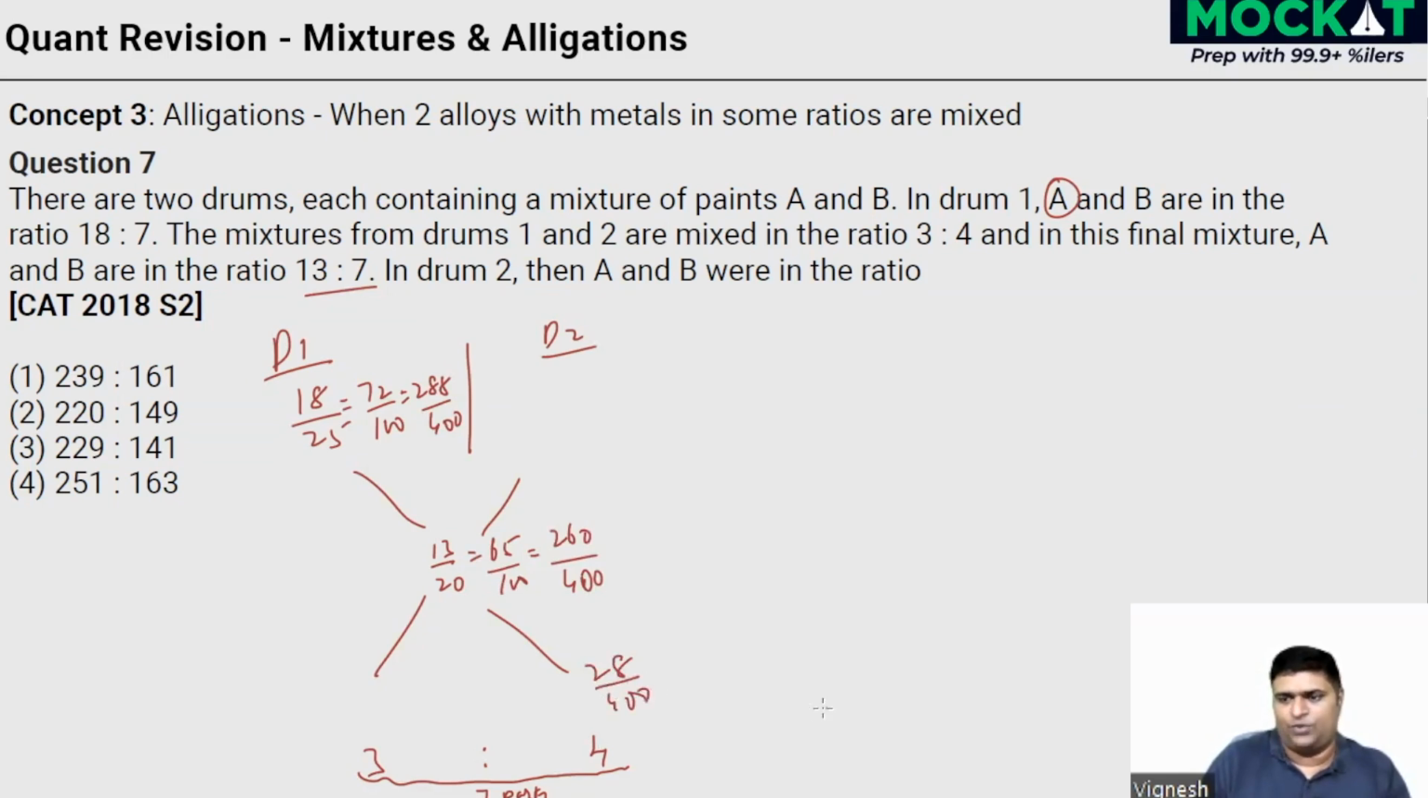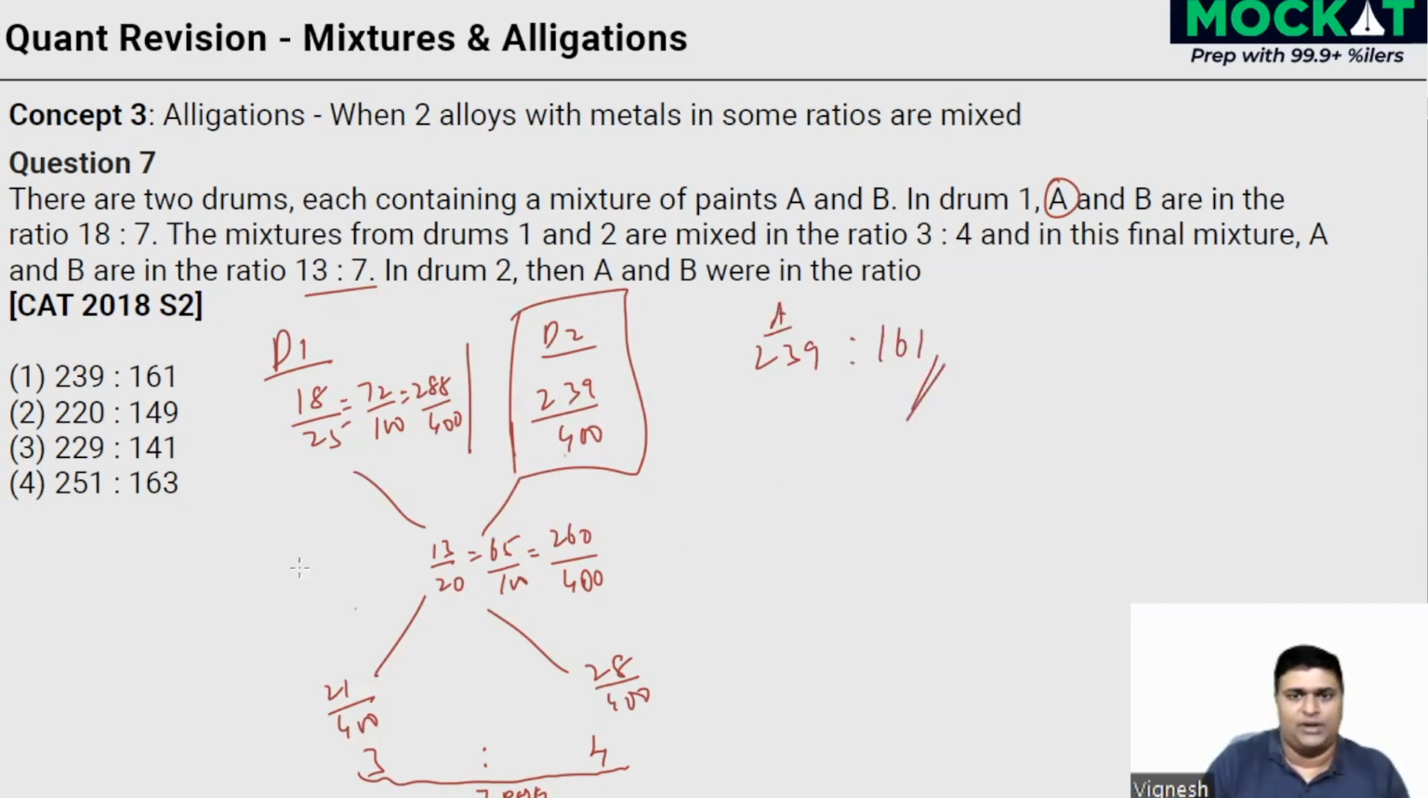If 28 is 4 parts, 3 parts is going to be 21. 21 by 400, the value is reduced. It now has to reduce further. So 21 I have to remove from 260 and I'm getting 239 by 400. So in drum 2, 239 by 400. So 239 of A. B is going to be 400 minus 239, which is 161. So the answer is option 1 here.